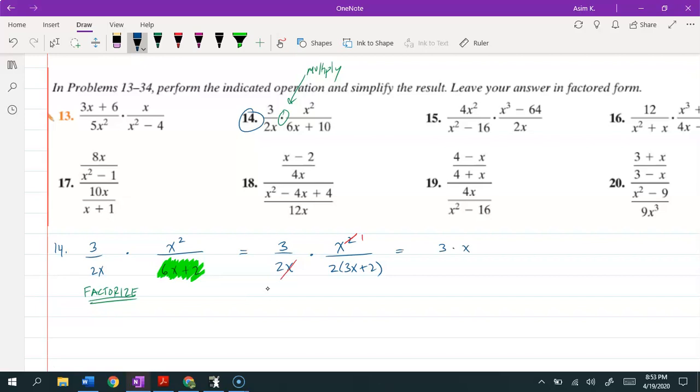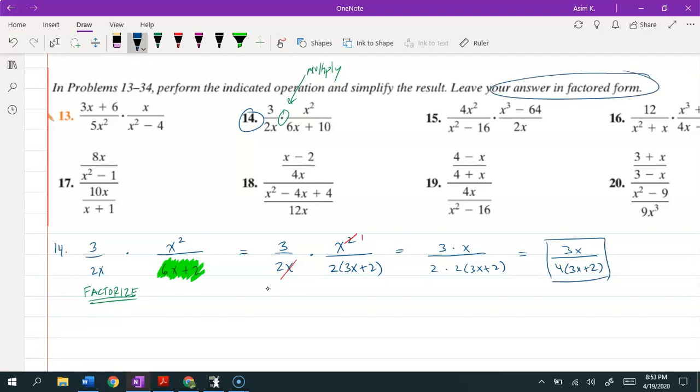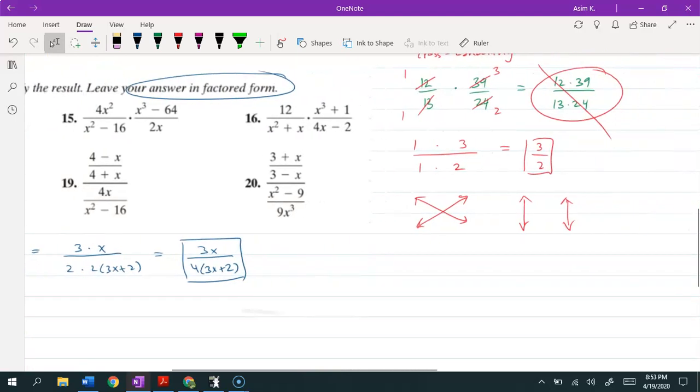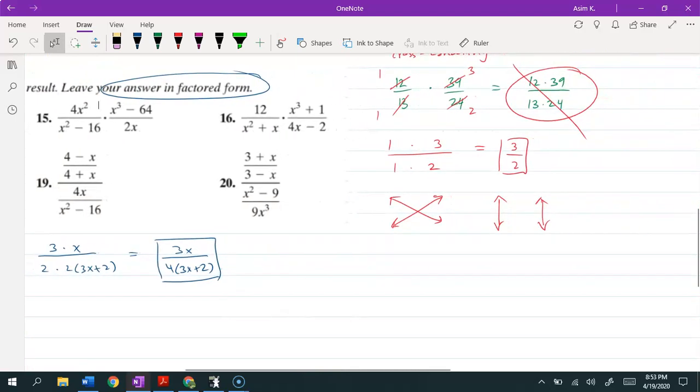You have 3 times x divided by 2 times 2 times 3x plus 5. And so altogether, your final answer is going to be 3x divided by 4 times 3x plus 5. You don't expand it any further. It says leave it in factored form. So don't multiply the 4 into the 3x and the 4 into the 5, is what I'm trying to say here. All right, number 16, that's a bit of a tough one because it's going to really take you back to that previous lesson, and I will do that for you.